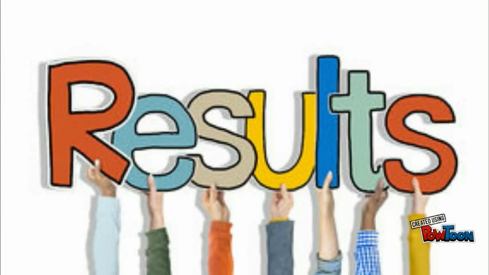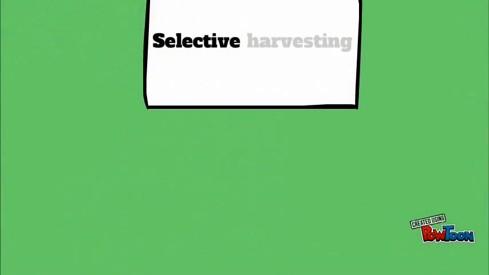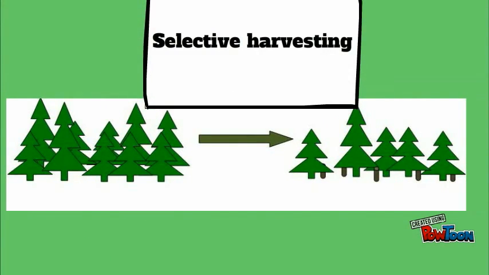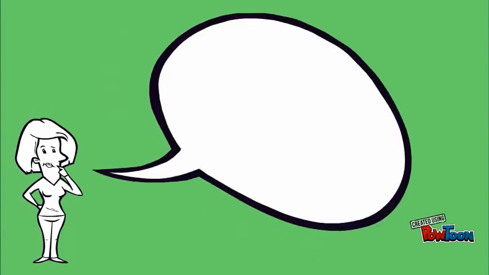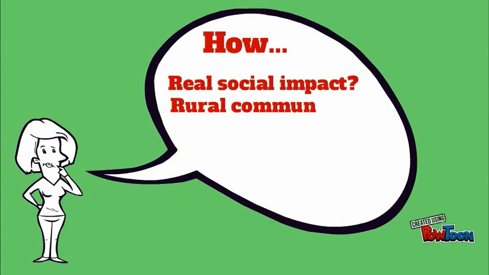The results of joint forest management. The implementation of JFM reduced deforestation in comparison to non-JFM forests. The VFCs enforce common rules for the selective harvesting of these products from JFM forests, in contrast to uncontrolled harvesting in non-JFM forests. But how much real social impact has the program had? How much did the rural community benefit? And how equally were these benefits distributed?